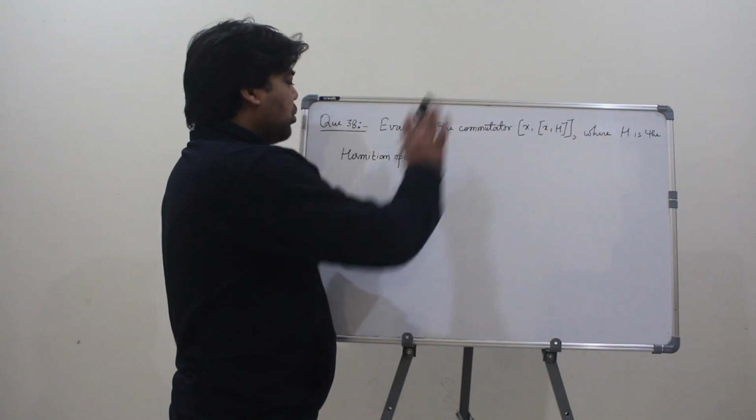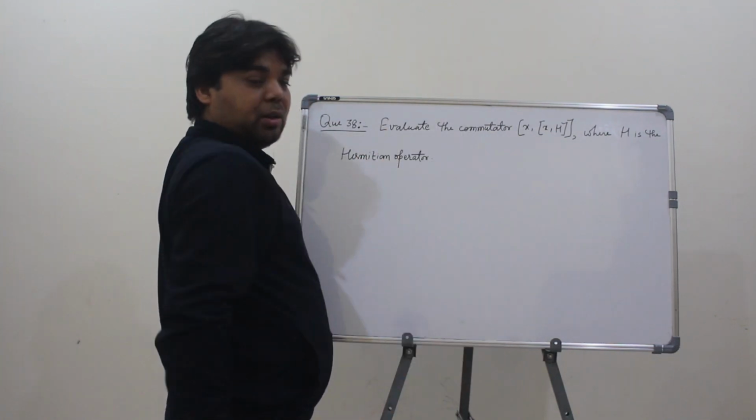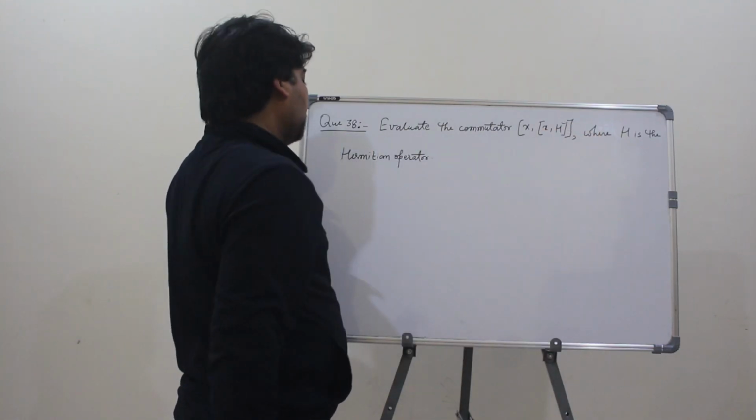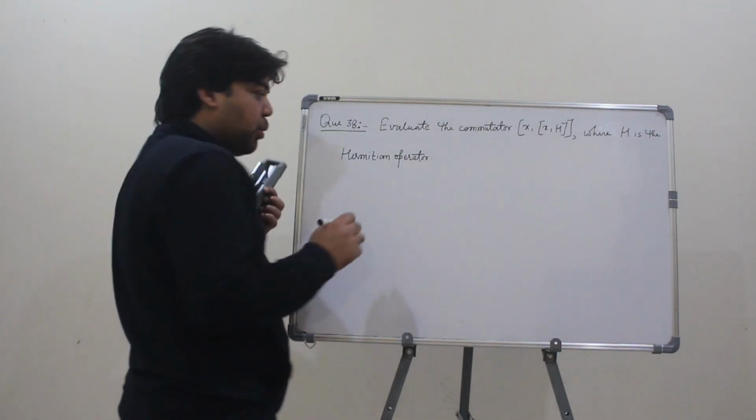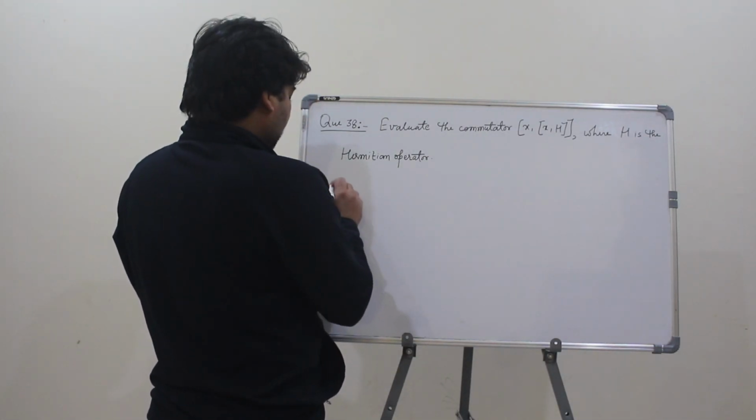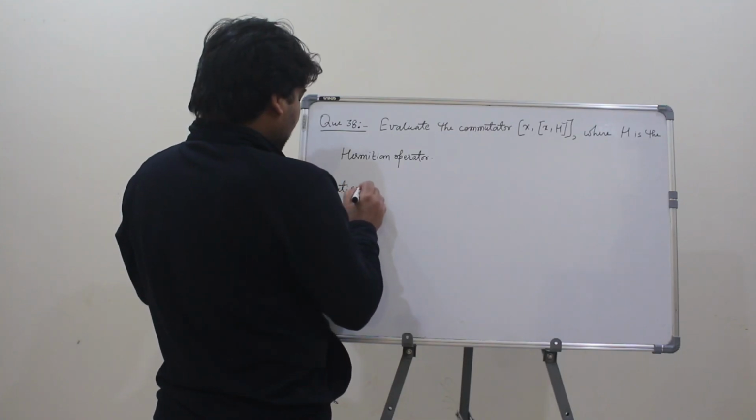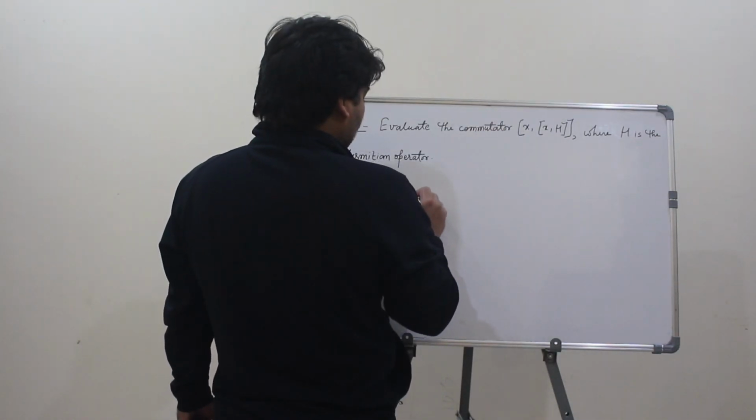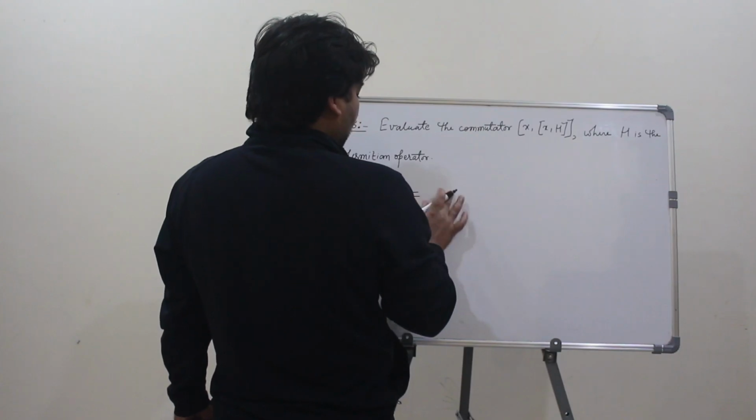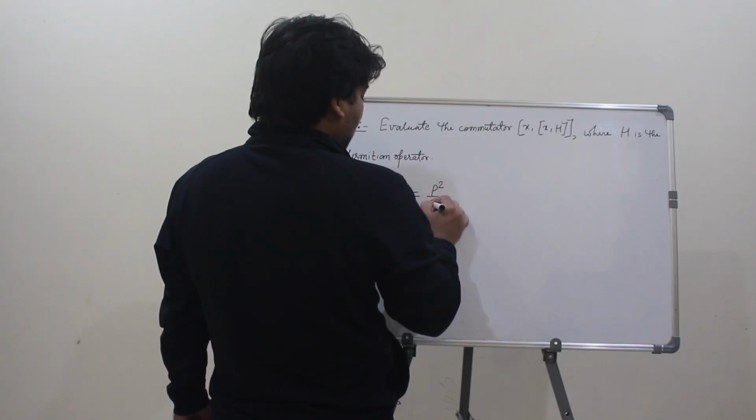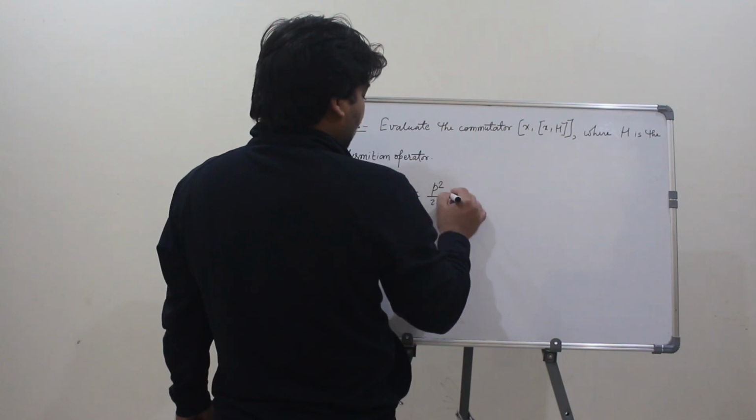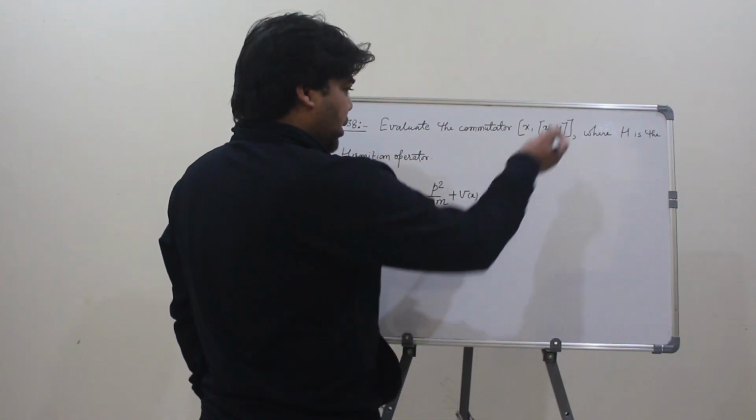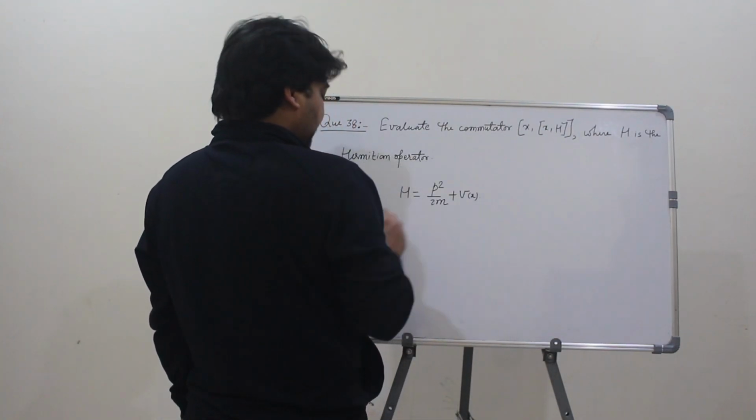Here, let us discuss one more problem which is based on commutator. Now it says evaluate the commutator x comma H, where H is the Hermitian operator, the Hamiltonian. Let us solve it. So what does it say? If H is a Hermitian operator, how is it defined? It is defined as p square by 2m plus V(x), right?